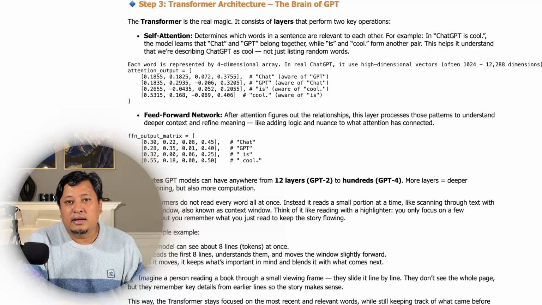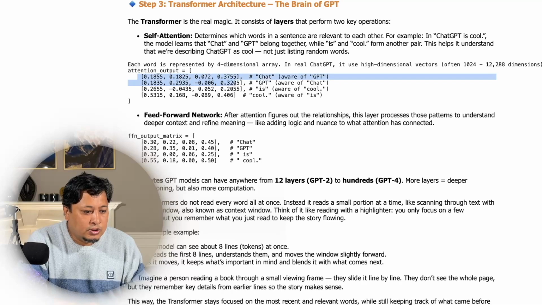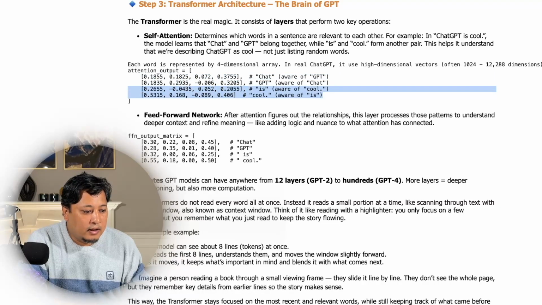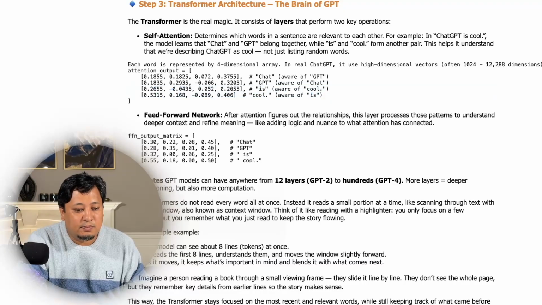Now, let's understand how self-attention is represented in programming. Here, I have an attention output matrix. It's a 4-dimensional array, and inside we have the first 2 rows with similar numbers that represent both words chat and GPT belong together. Likewise, the 3rd and 4th rows have similar numbers that represent the words is and cool belong together. So this way, ChatGPT understands the words are related to each other through the self-attention mechanism.